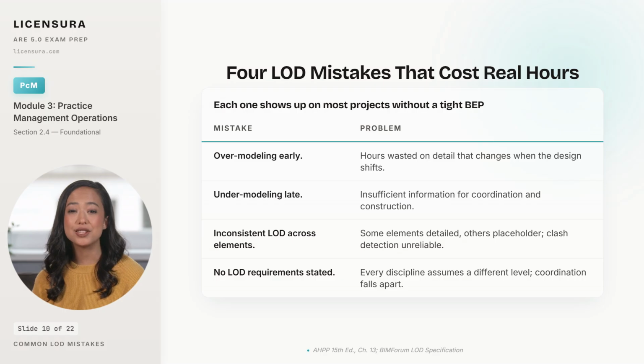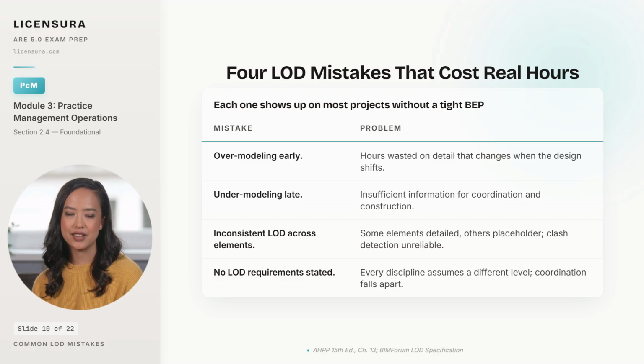Undermodeling late is the inverse and equally damaging. The team never progresses past LOD 200 into the CD phase, so the clash detection runs on placeholder geometry that doesn't really clash with anything, and 40 conflicts that should have been caught in the model surface during construction as RFIs.